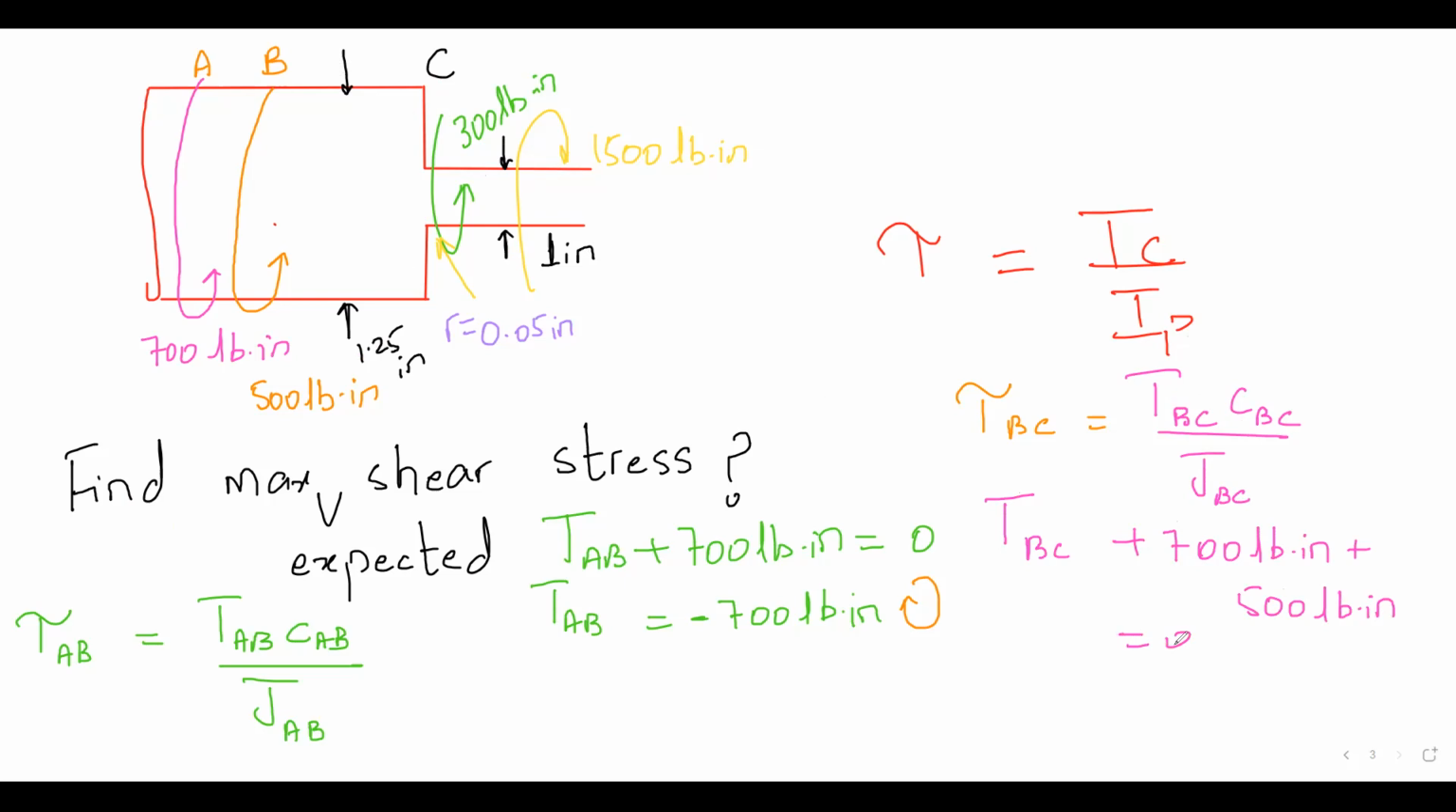For those of you who are wondering, why are we doing all of this? Look, they asked us to give them the maximum shear stress. You don't know where it even happens. So you have to find every single possible one of them. So we have TBC equal to minus 1200 pound inches. And we had a student who wanted me to tell you clockwise or anti-clockwise. So clockwise, right? Clockwise. Yes.